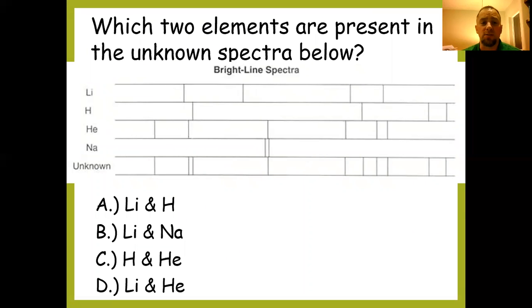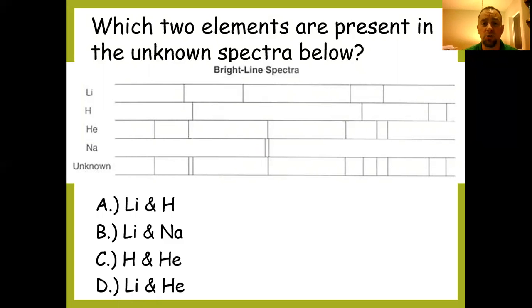So let's take a look at this. What two elements are present in the unknown spectra below? If you take a look at this bottom spectra, okay, we have an emission spectra, but we don't know what elements make up this unknown. We have to then match it up. We have a few options: lithium, hydrogen, and helium, and sodium, all with different emission spectrum. Go ahead and pause your video, see if you can figure out what elements are present in our unknown.